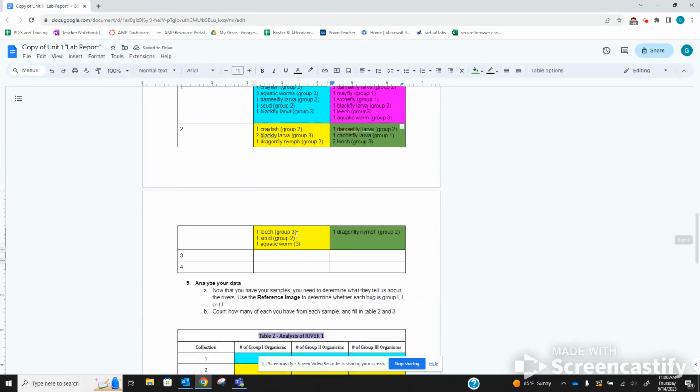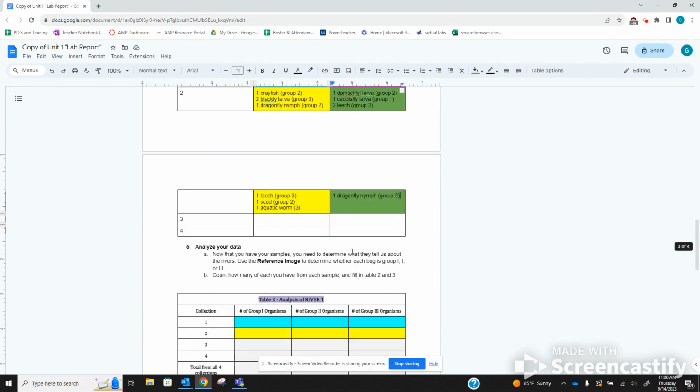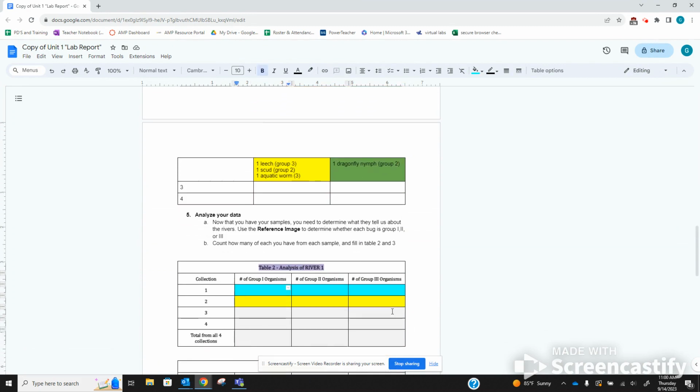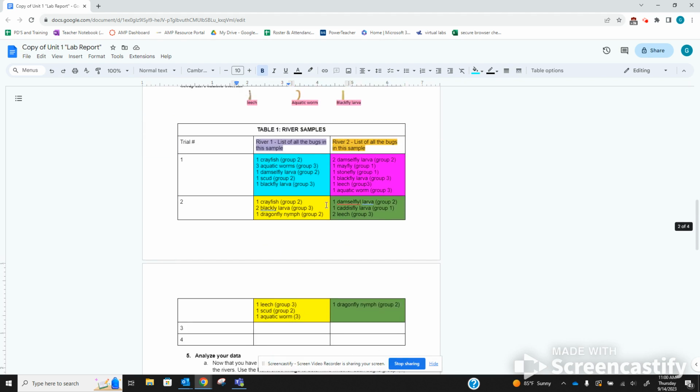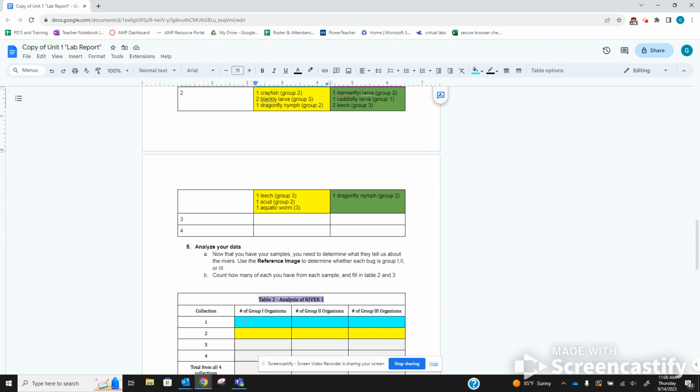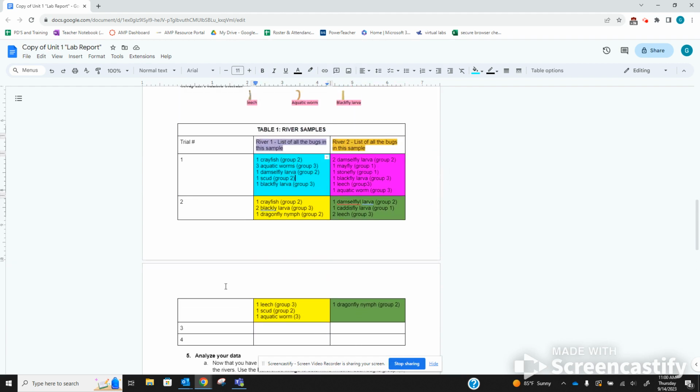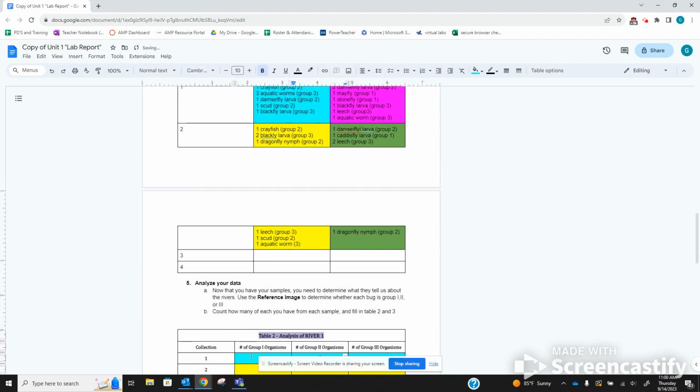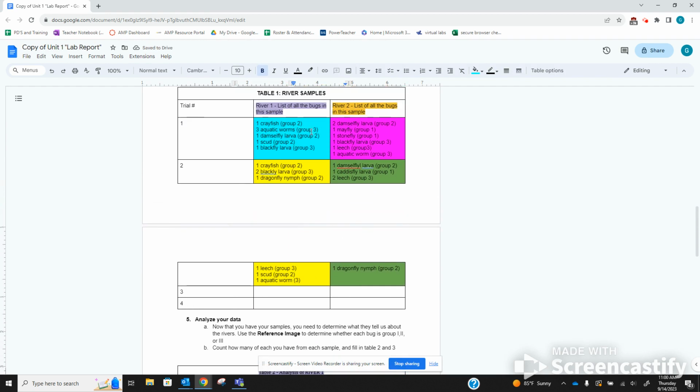Again, you're going to have 4 for each river. And now I'm going to go ahead and fill in the first part of my analysis. So I'm going to go through and write how many of each group do I have in each sample. So in my first sample of river 1, that's going to go here. So this is collection 1, river 1. So that information is going to go in this row. So group 1, I've got 0. I don't have any group 1 organisms. Group 2, I've got 2.